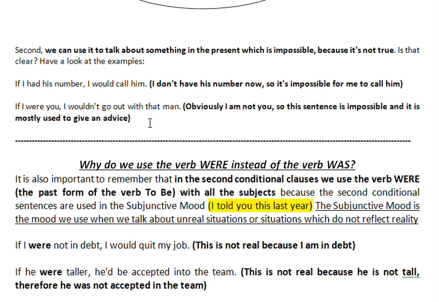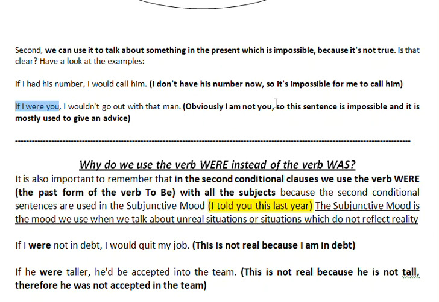Second example, and this is more clear. If I were you, I wouldn't go out with that man. If I were you, it can be translated in Spanish like si yo fuera tú. Clearly, obviously, I am not you. Obviamente yo no soy tú. So this sentence is impossible and it is mostly used to give an advice.